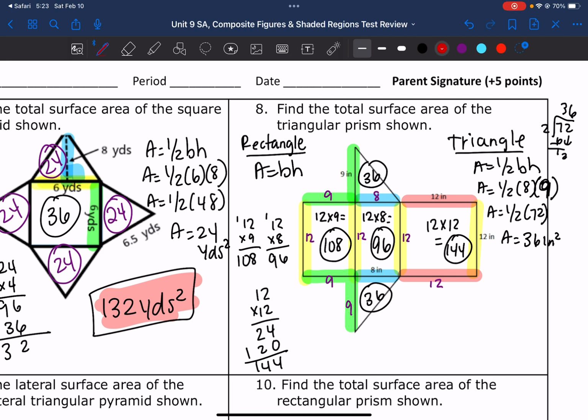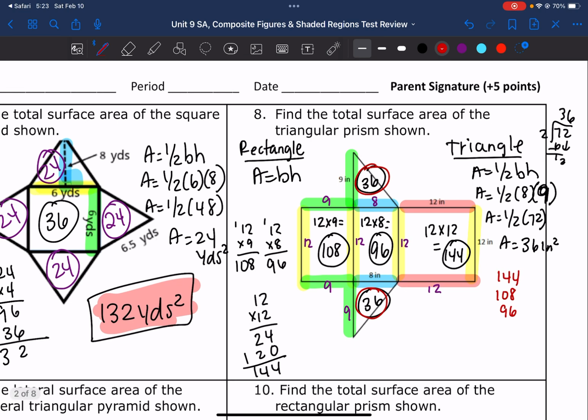Now, what do I do with all the areas that I just found? All the areas that I circled. I'm going to add up each and every single one of these. So 144 plus 108 plus 96. Now here's the thing. I have a 36 here and I have a 36 here. Remember that we got that from dividing 72 divided by 2. So technically when I add 36 plus 36, I'm going to get 72. So I'm just going to use that.